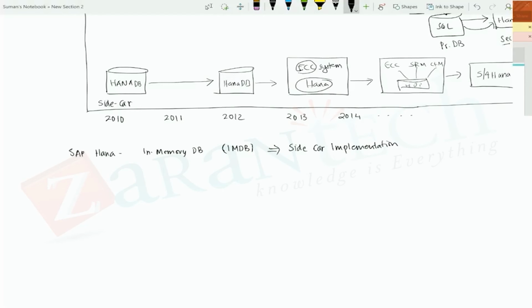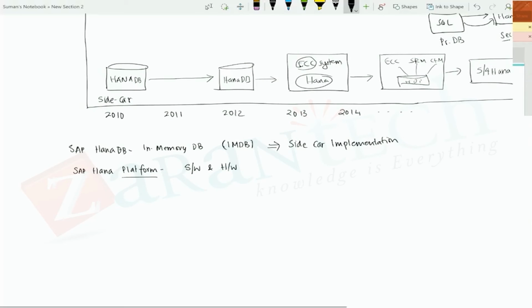Then SAP soon realized its potential and it immediately started changing its terminology. It went from SAP HANA DB to SAP HANA platform. So let's understand what that terminology called platform is referring to. Typically what happens in an IT world is a platform is nothing but a combination of software and hardware.